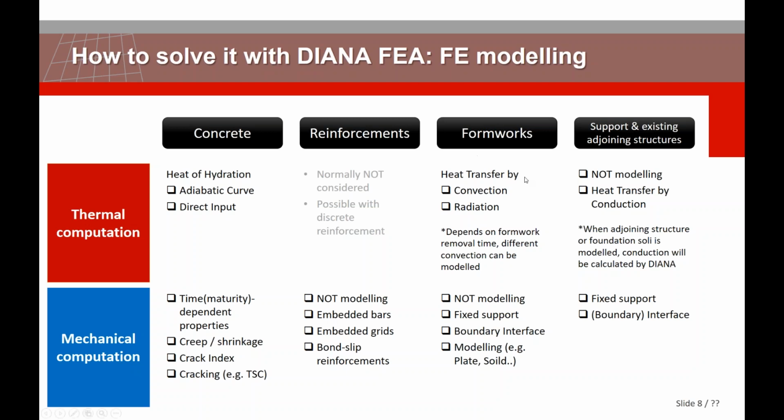And for formwork, heat transfer is by convection and radiation, but normally we consider convection only. Depending on your formwork removal time, let's say 3 days, 5 days, or 7 days, you can define different convection coefficients, and then you can model the formwork removal very easily. And for support and existing adjoining structures, you can neglect them, or you can model the actual structures or foundation, and then DIANA will calculate the conduction automatically.